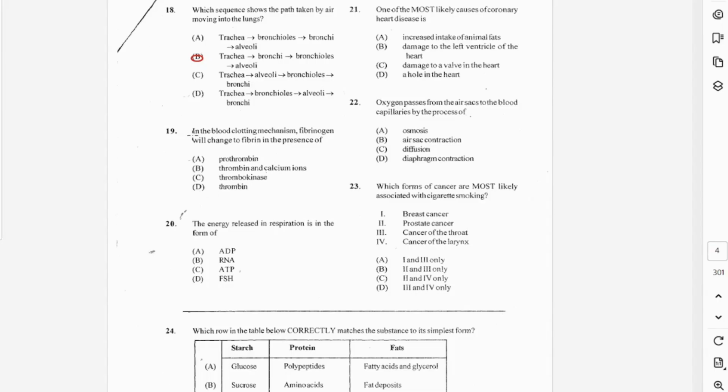Number 19, in the blood clotting mechanism, fibrinogen will change to fibrin in the presence of thrombin. So the answer is D. 20, the energy released in respiration is in the form of C, ATP.